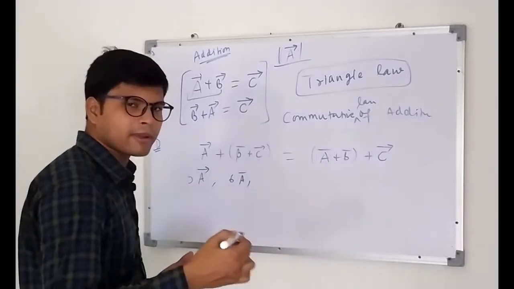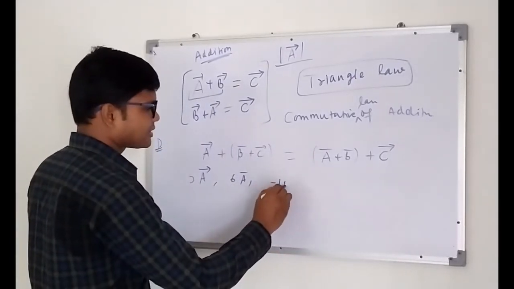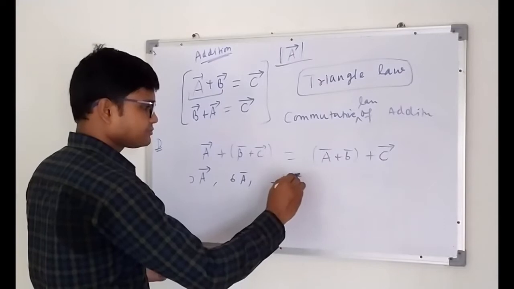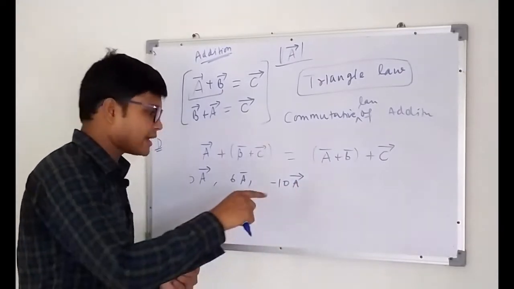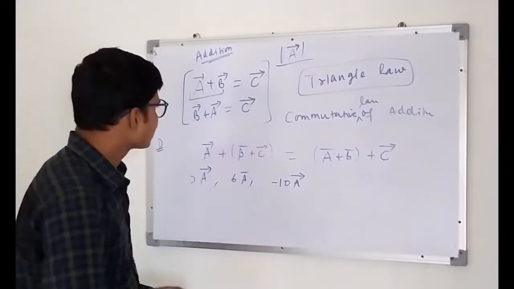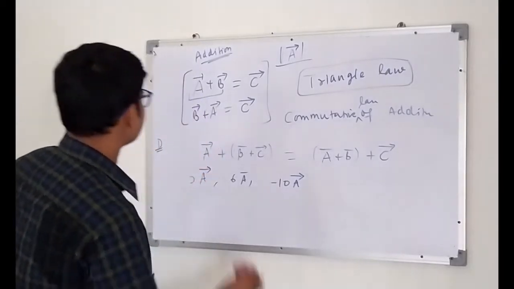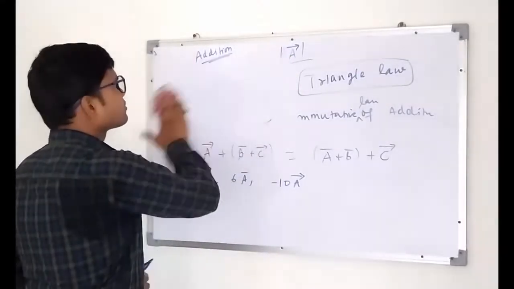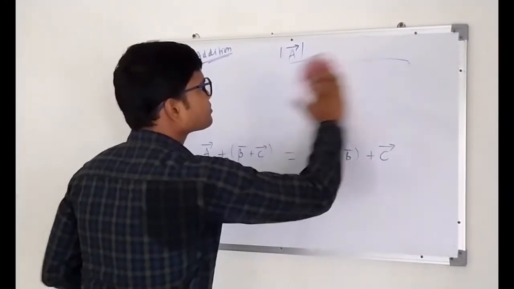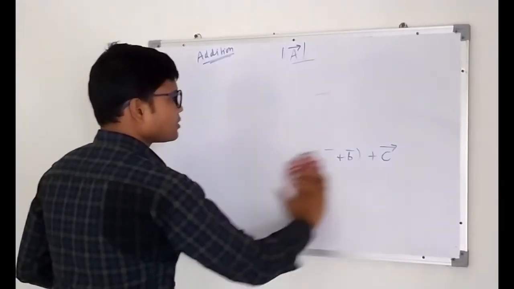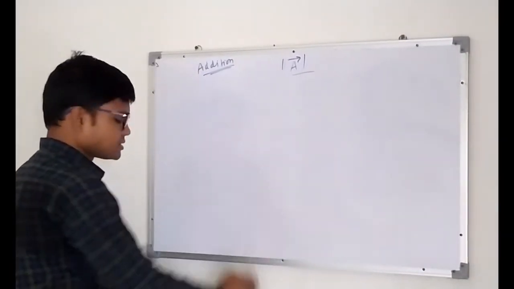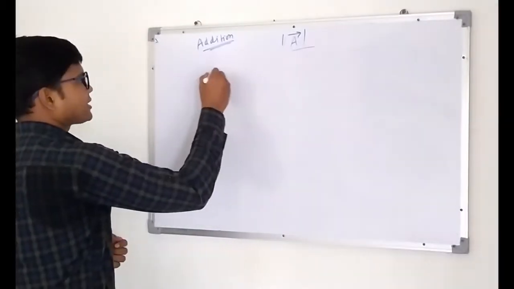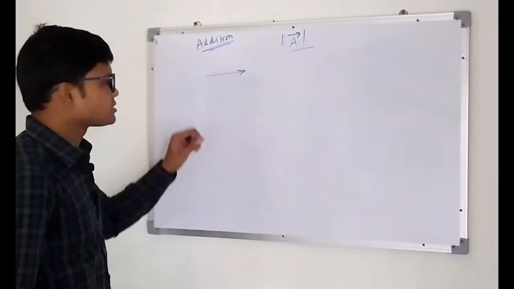If you are multiplying by some negative quantity, for example -10, it will reverse the direction of the vector. What did I mean? The meaning of multiplication is that you have a vector, which I have already told you is nothing but an arrow.